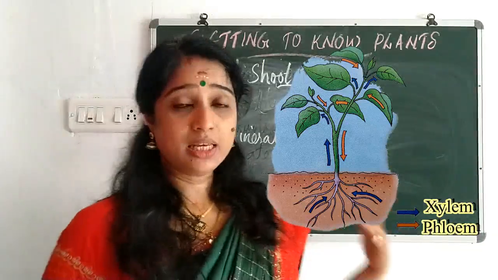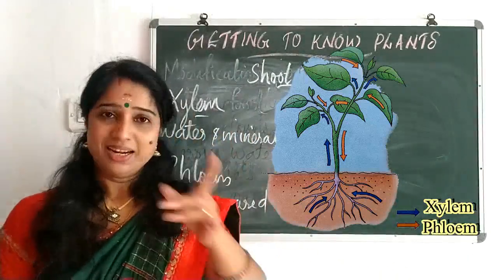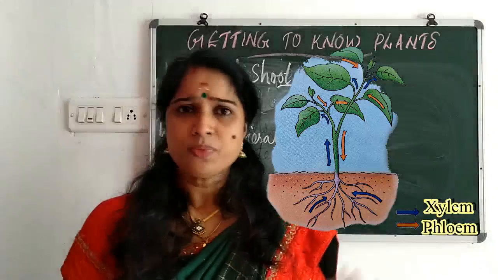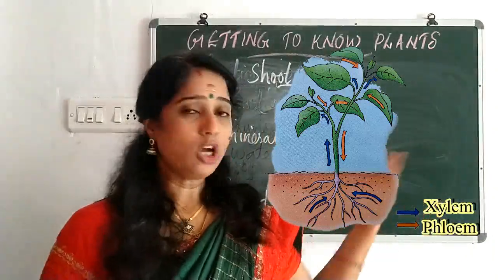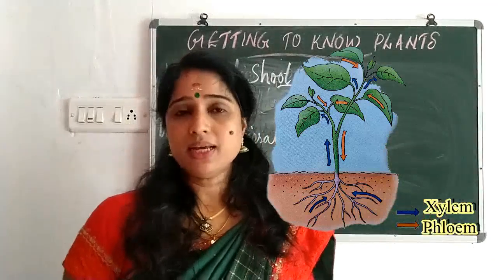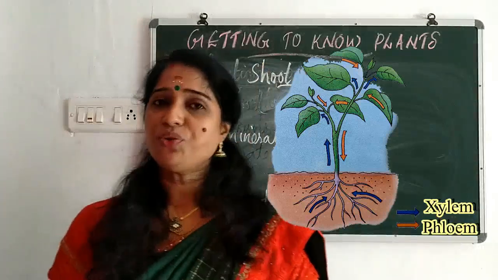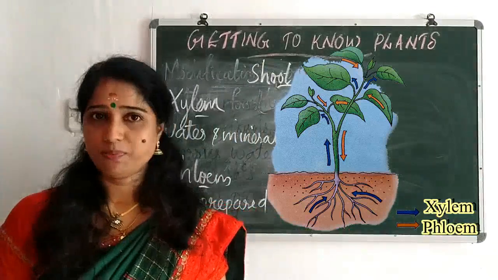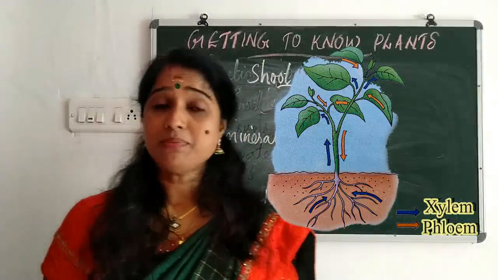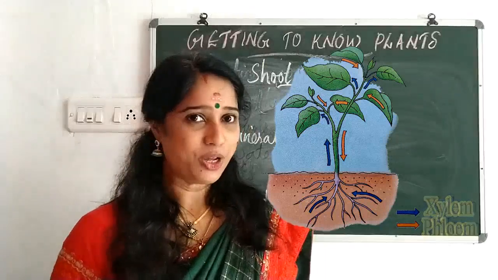So in the picture you can see it is denoted in two colors. Xylem is in blue color, but that doesn't mean xylem is actually blue. Just to make you understand the difference, it is given in blue color and the phloem in another color. So the xylem carries water and minerals from the root to other parts of the plant, especially to the leaves, and phloem carries the food prepared by the leaves to all parts of the plant. Clear? So in the stem we can see two tubes known as what? Xylem and the phloem. Clear?